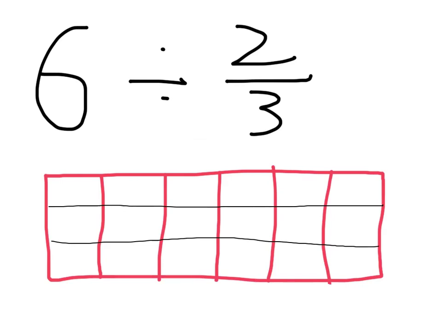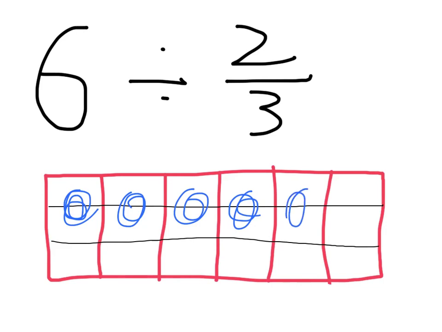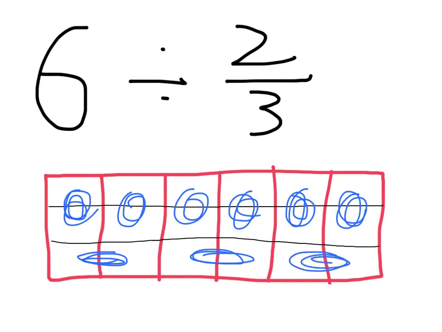So here we have our 6 carved up into thirds. Here's 1 2/3, here's 2, here's 3, here's 4, here's 5, and here's 6, right? Each of those is 2/3. And then we got to go down here. Here's another one, here's another one, and here's another one. So how many is that total? We got 1, 2, 3, 4, 5, 6, 7, 8, 9.